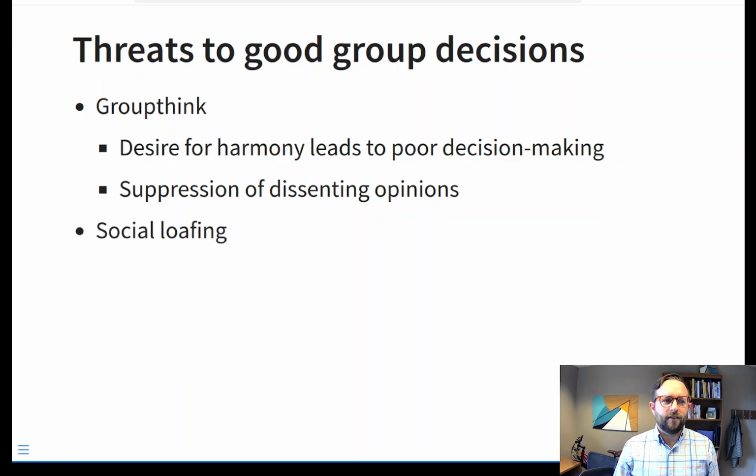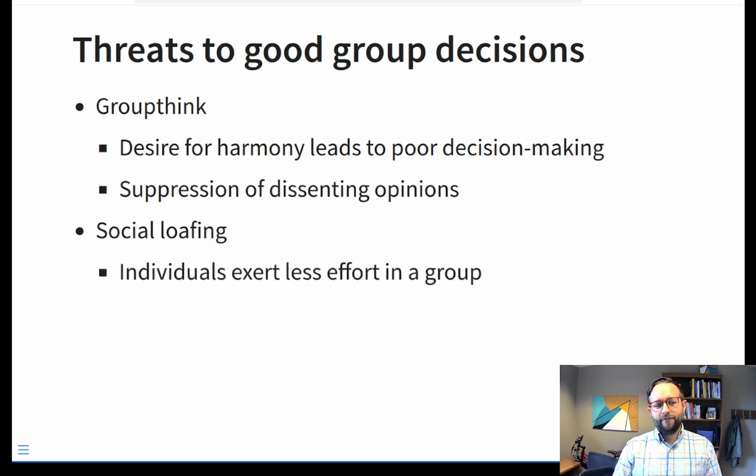Another threat is social loafing. This is, for example, a group project in school where you might work less hard because you hope that others will pick up the slack and you still get the same grade no matter how much work you put in, and so you're incentivized to put in less work. This is a collective action problem, to use another word for it. And so that's one problem that's very common in lots of different contexts.